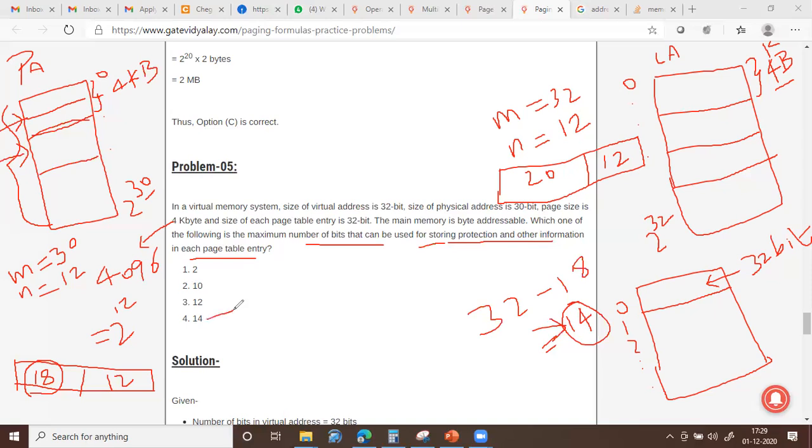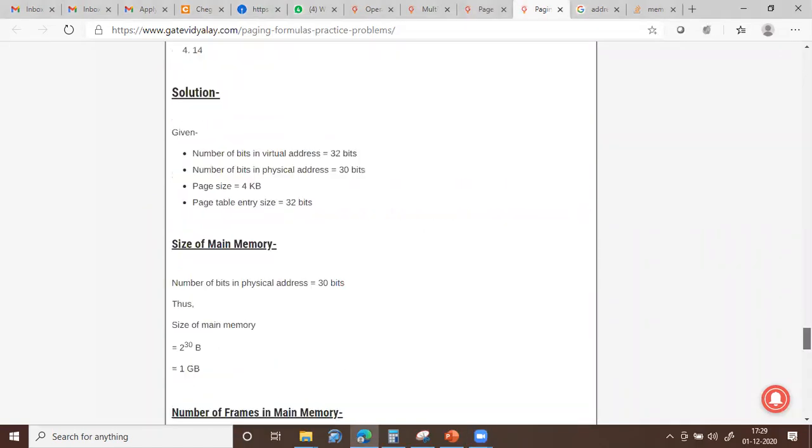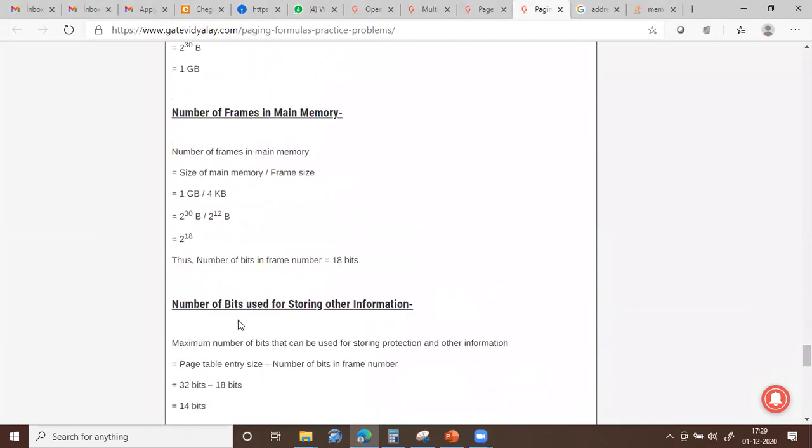So this is about this particular question. If you want, you can check the answer. The answer is 14 bits.